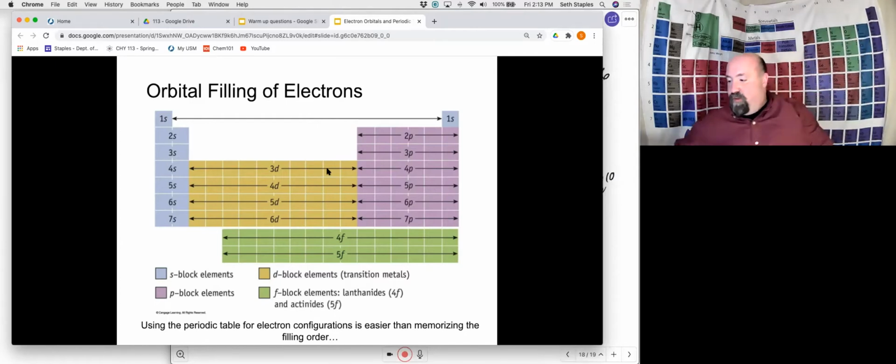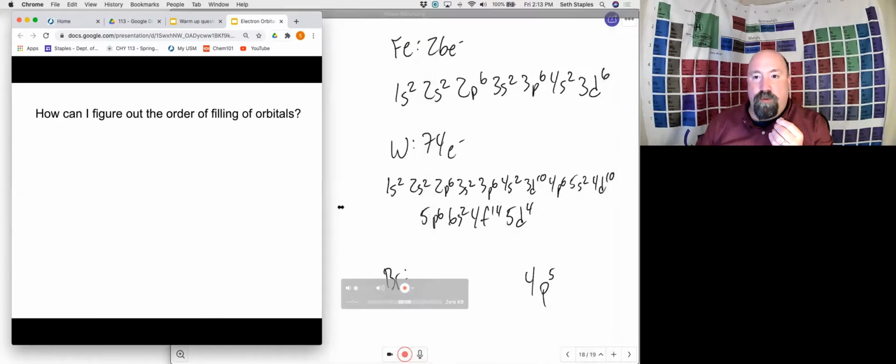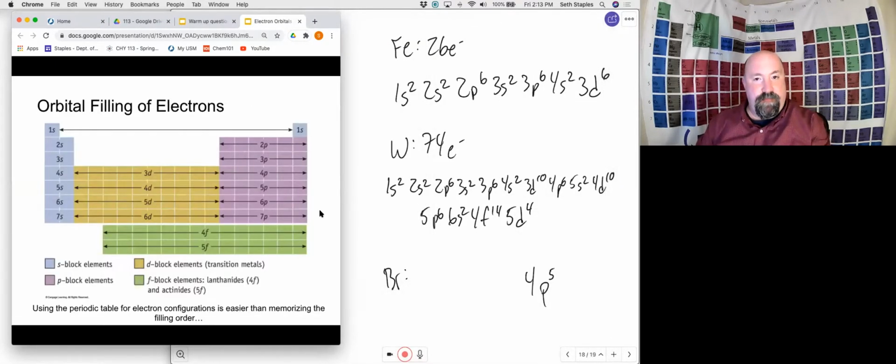So its configuration is going to end with 4. It's in the P block, so it's going to end with 4p. And it's 1, 2, 3, 4, 5 elements over in the P block. So bromine is going to end with 4p5. And so I can just fill out my configuration up to there.